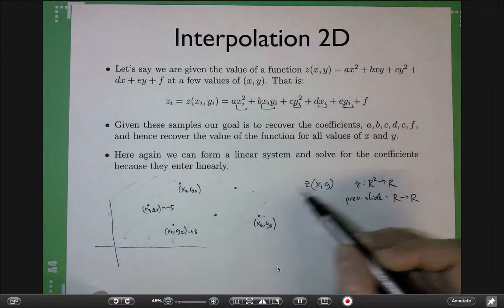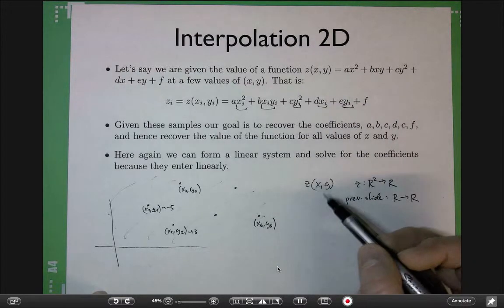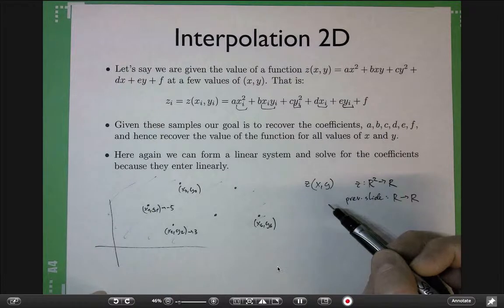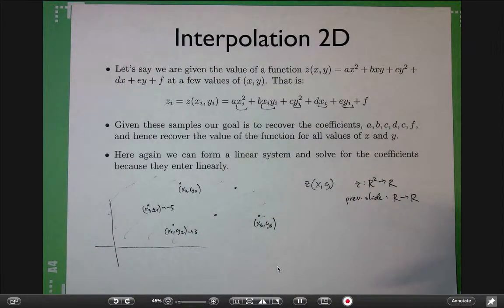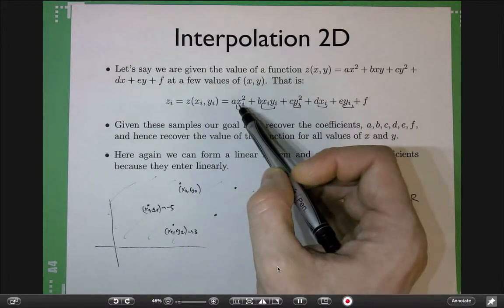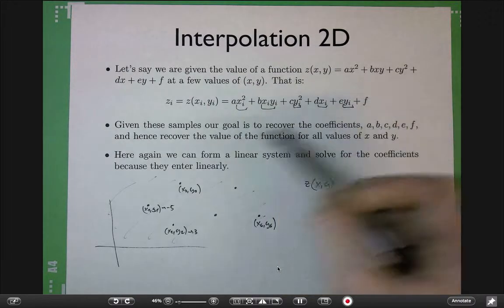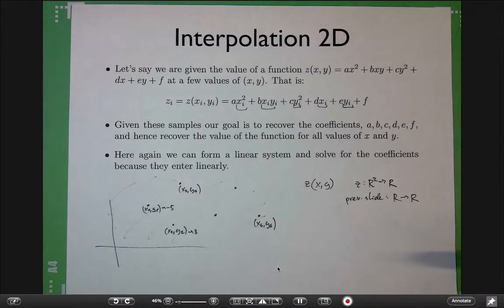Where the values of z would be what? Where do they appear in the system? The values in my samples? They don't appear in the system matrix, right? These x_i squares, these go into the system matrix. The z's go on the right hand side, right?